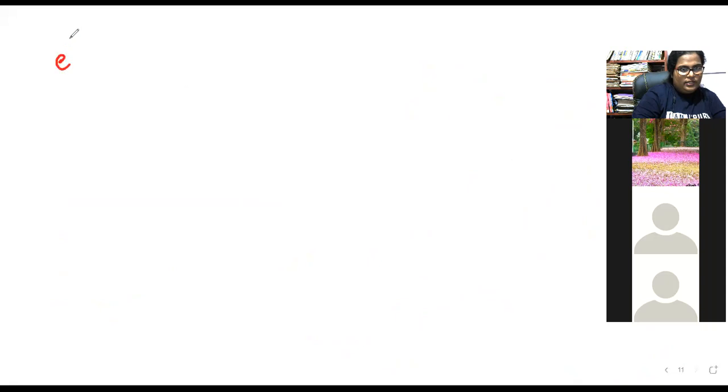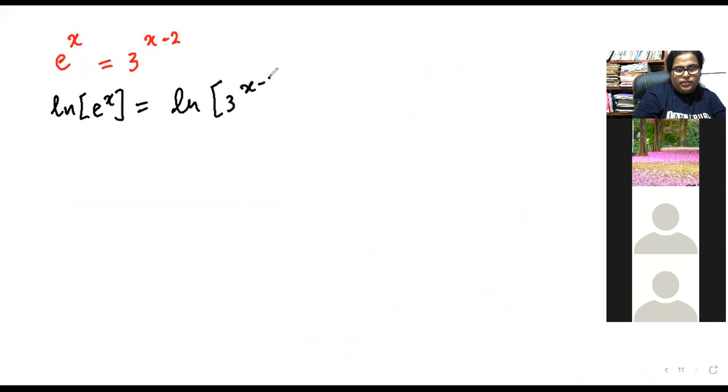The last question is e to the power x equals 3x minus 2. Here you have to apply ln, log, for both sides. So we are applying ln e^x and ln (3x minus 2).